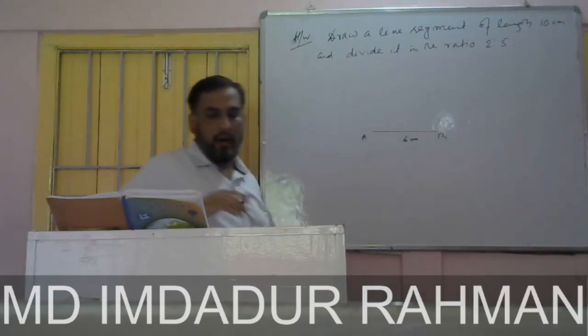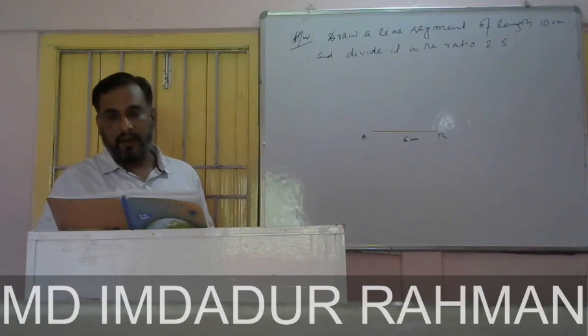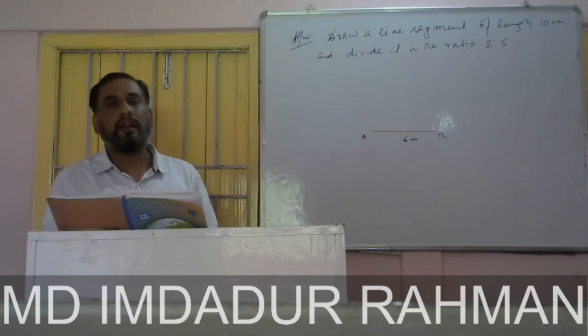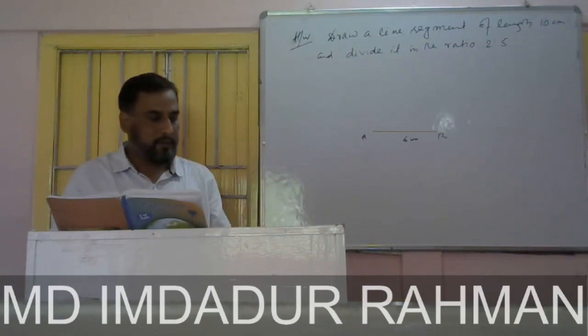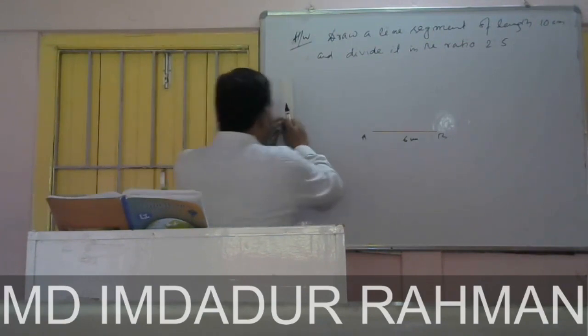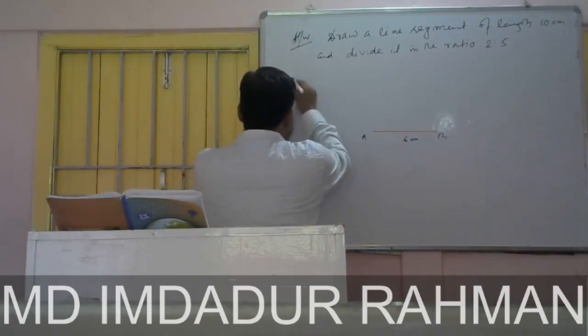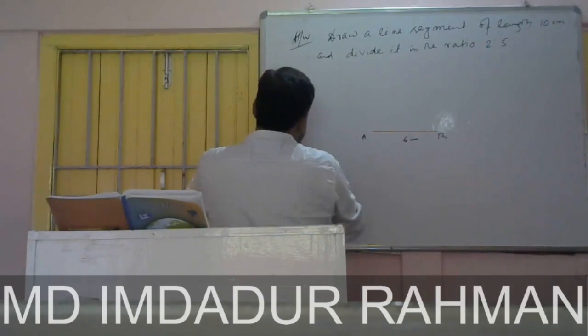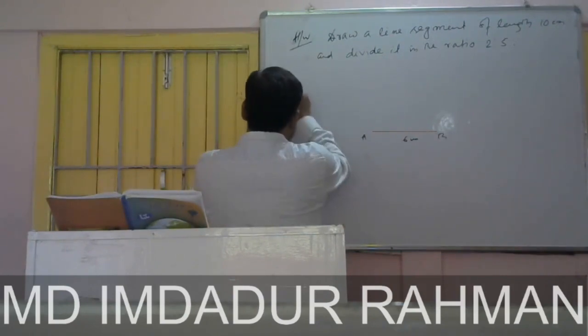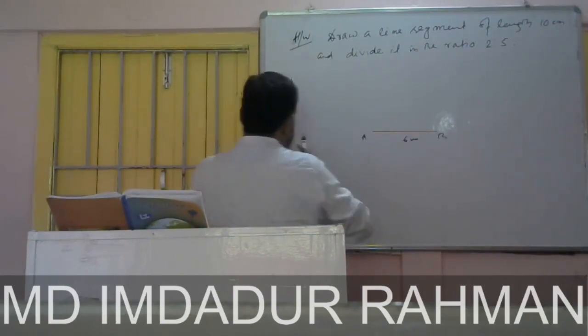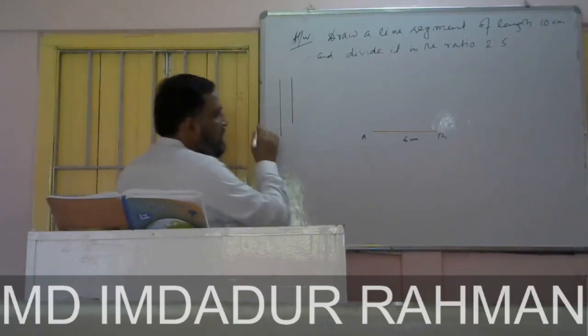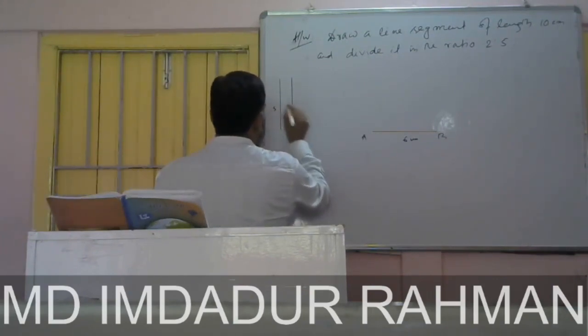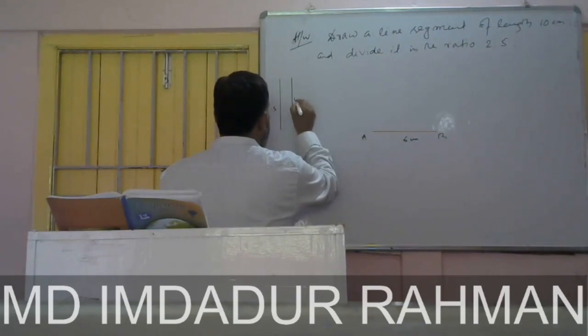This is AB of length 6 centimeter. Remaining, how much? 4 and 5. So here you will draw a line segment of length 4 centimeter and one is 5 centimeter. This is 5 centimeter and this is 4 centimeter.